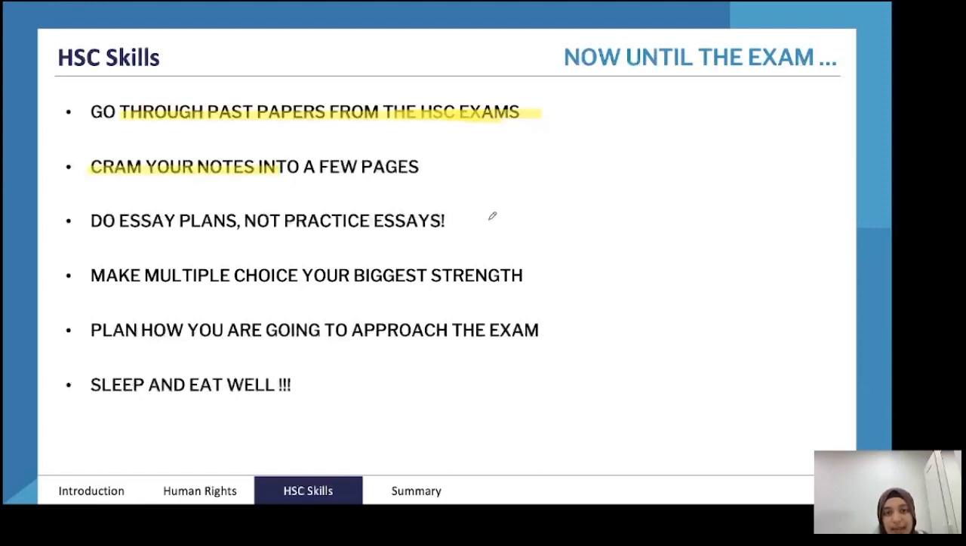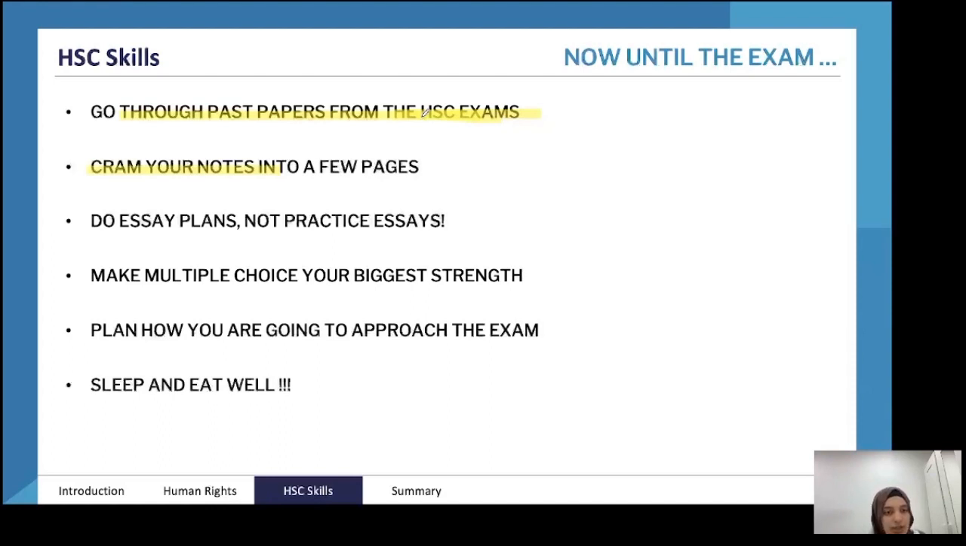Cram your notes into a few pages. This is really helpful for revision time when you've got everything but you just want the main points, or like the night before the exam. I don't recommend cramming the night before the exam, but if you have certain concepts that you don't know, focus on those. Make a little list of things that you don't know, and then make a little cheat sheet essentially and practice that before your exam so that you feel more comfortable with it, because you've got the main points on there. And so hopefully by then you will feel comfortable with it in the exam.